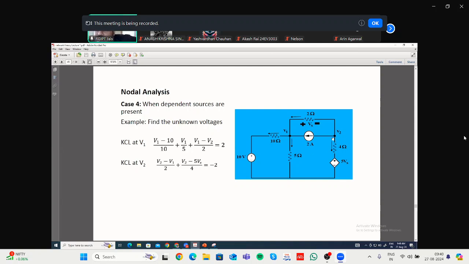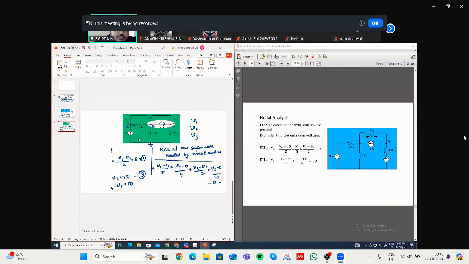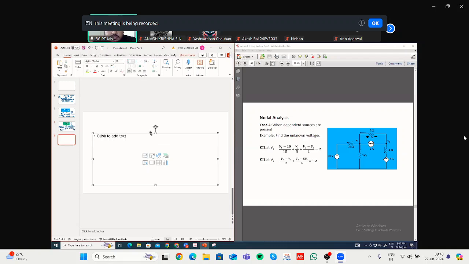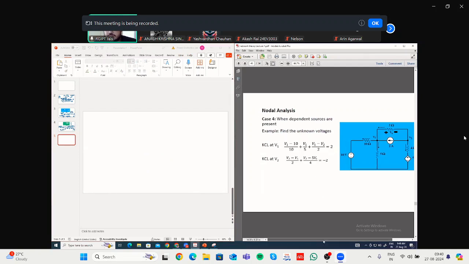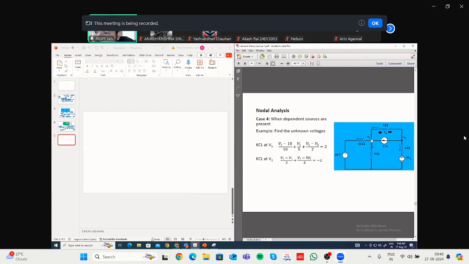Now how to deal with it? If you are doing nodal analysis, the first thing you do is identify the nodes. V1, V2 are the two nodes. This you consider as ground. Again, you are writing the equation. For node 1, you assign voltage V1. For node 2, you assign voltage V2. Now let us write KCL at node 1.